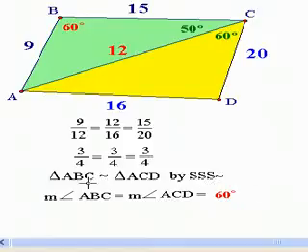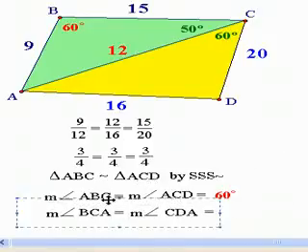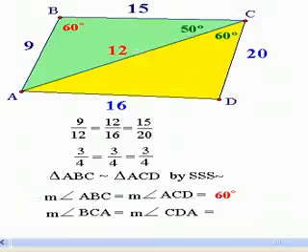Next one I want to see is BCA. So BCA, middle, last, and first, would be matched up with CDA. Let's see if I can know one of those two measures. I know they're both going to be the same based on the fact that they're similar. So BCA is 50 degrees. So therefore CDA is also going to be 50 degrees, and I'm going to put that in its proper place as well.